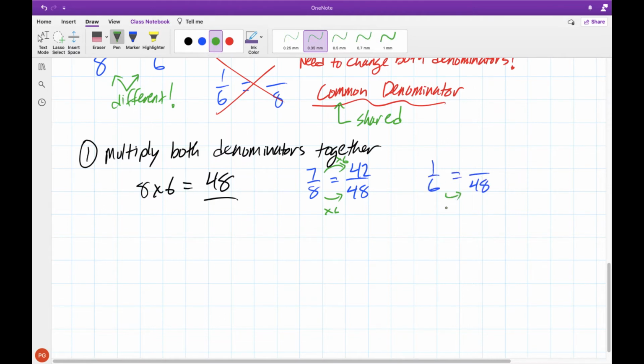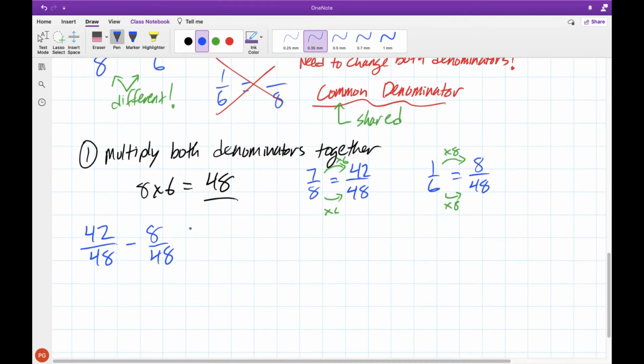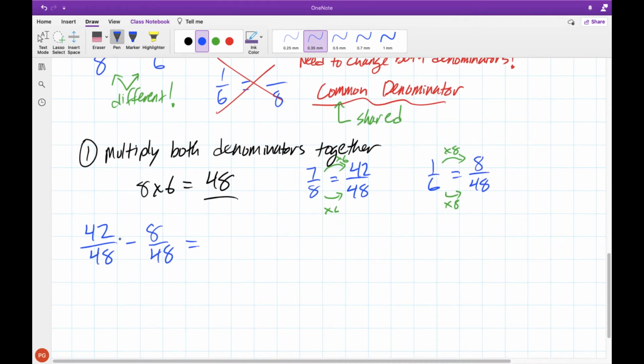Here we need to multiply by 8 on the top and the bottom. And now we have our question. We can update it from here where they don't have a shared denominator to one where they do. 42 minus 8, that gives us 34 over 48. Now we can reduce our fraction and get our final answer of 17 over 24.